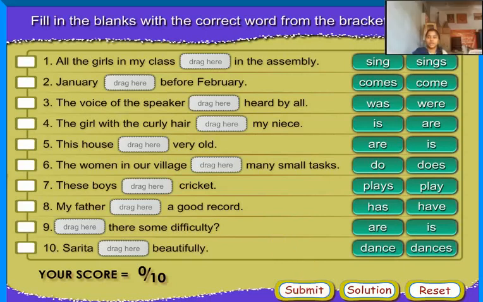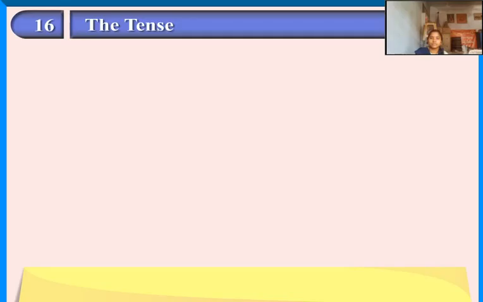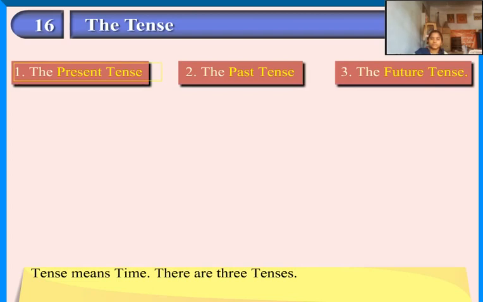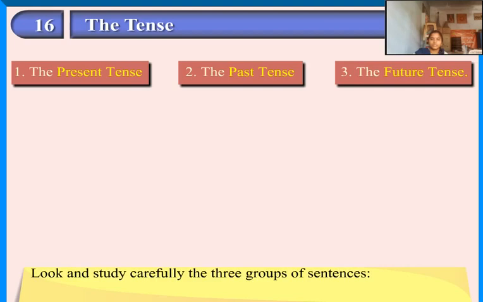Now I would like to show a systematic English grammar. While watching this video, please concentrate. The tense. Do you know what tense means? Tense means time. There are three tenses: the present tense, the past tense, and the future tense. Look and study carefully the three groups of sentences.